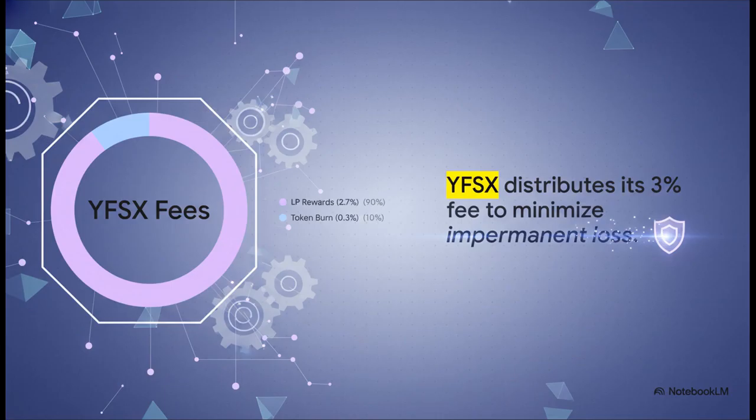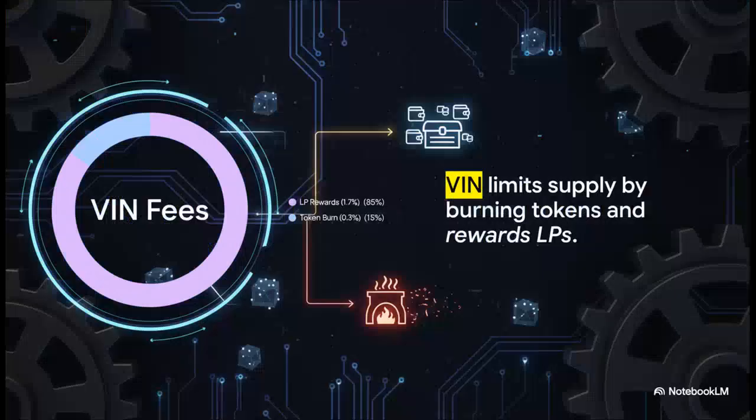0.3% of that fee is automatically burned, which creates a nice deflationary effect, while a massive 2.7% is heavily rerouted directly back to the liquidity providers. This essentially builds a really robust defensive buffer against that impermanent loss. Similarly, the VIN token architecture takes a highly targeted approach here too. It slices up its 2% fee by automatically burning a 0.3% fraction to aggressively reduce the overall supply, and then delivers the remaining 1.7% straight into the pockets of the pool providers.